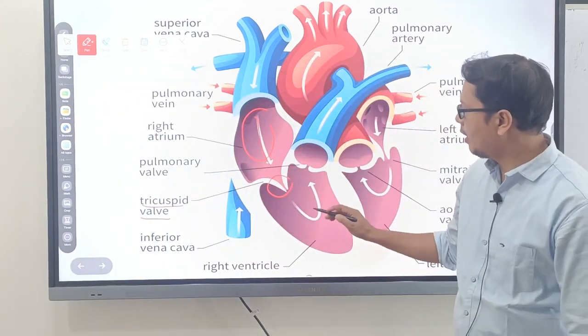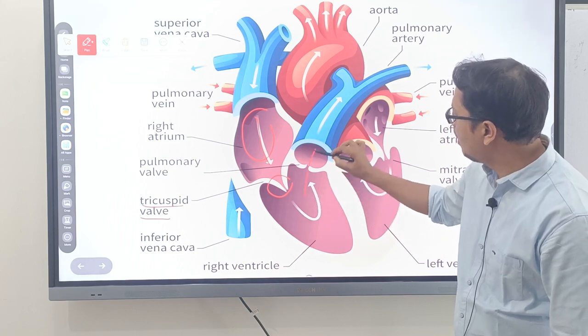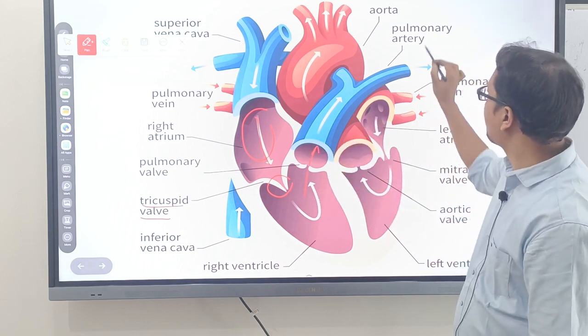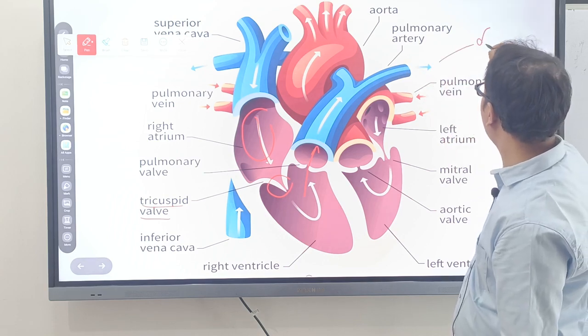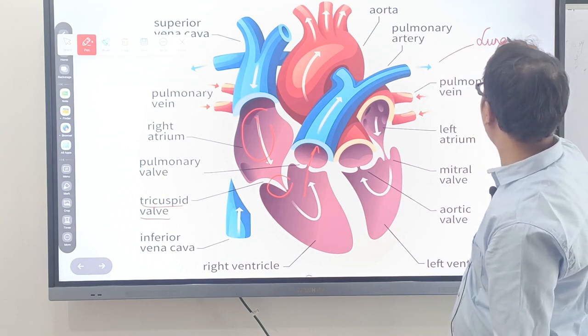This will contract and it will send the blood through the pulmonary artery. Where will the pulmonary artery go? Towards the lungs. It will send the blood to the lungs.